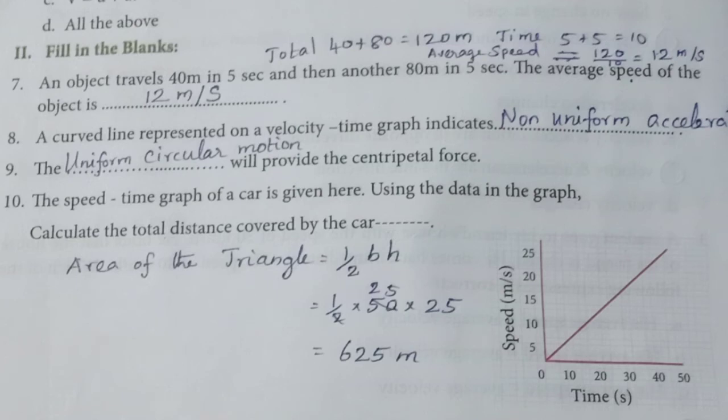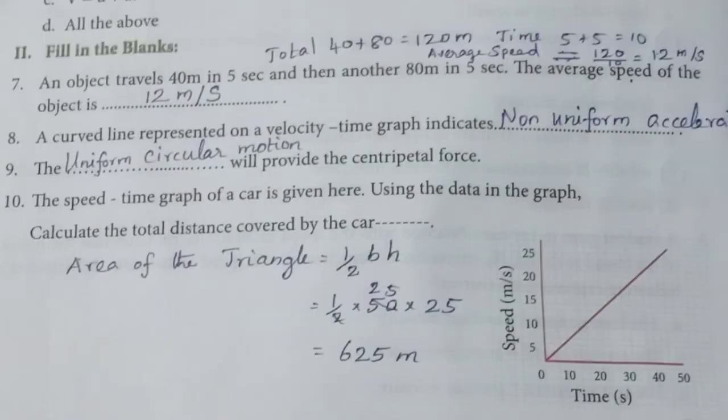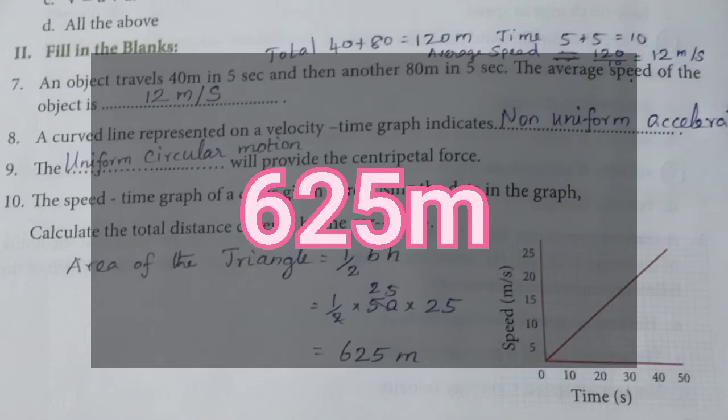10. The speed time graph of a car is given here. Using the data in the graph, calculate the total distance covered by the car. Area of the triangle is equal to half BH, is equal to 1 by 2 into 50 into 25, is equal to 625 meter.